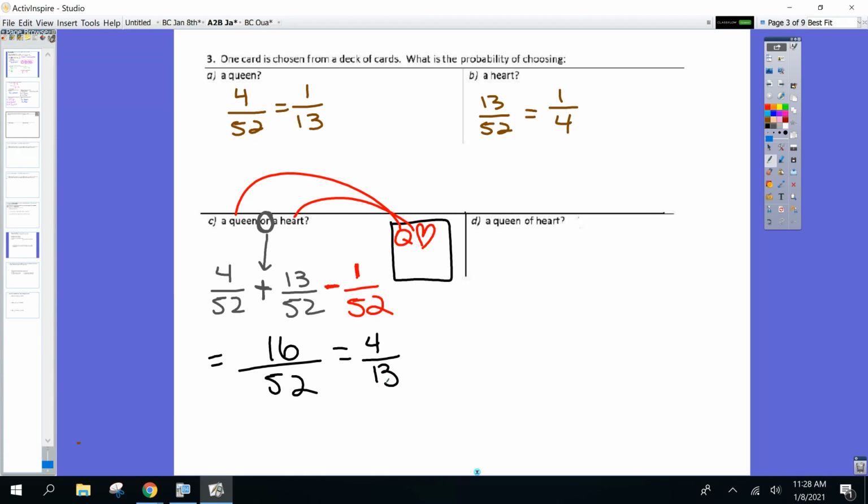So when I'm adding probabilities together, I have to remember that sometimes it's not needed, but maybe I need to subtract out if they have something in common.